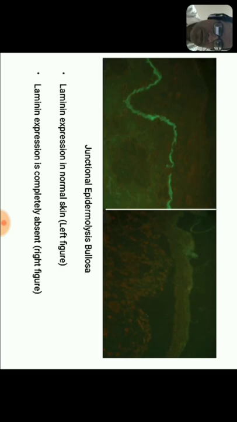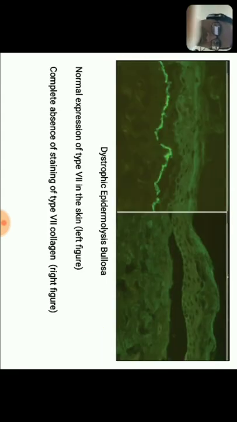Next is epidermolysis bullosa. In the left hand side figure, the normal individual is showing laminin expression, that is a green color line at the epidermal junction, being highlighted by immunofluorescence. On the right hand side figure, in the patient of junctional epidermolysis bullosa, this laminin is absent, so it is not stained. In this patient, laminin is mutated or antibodies are produced against it and it is damaged.